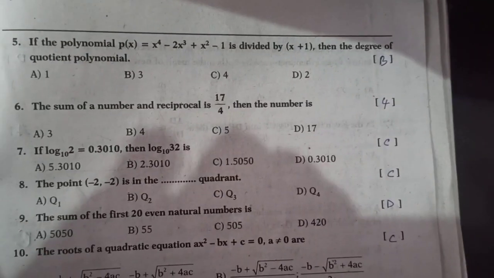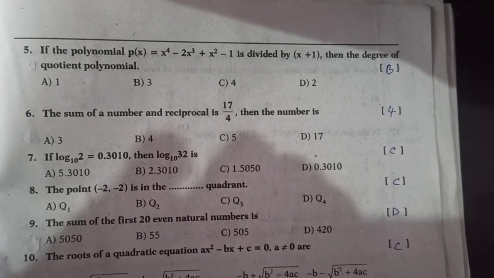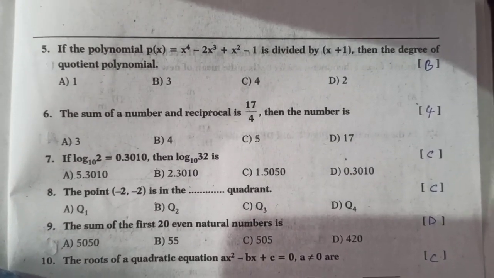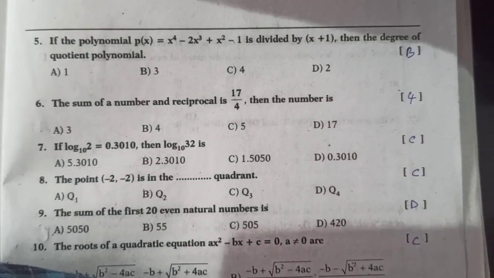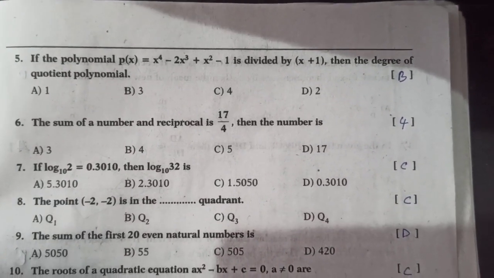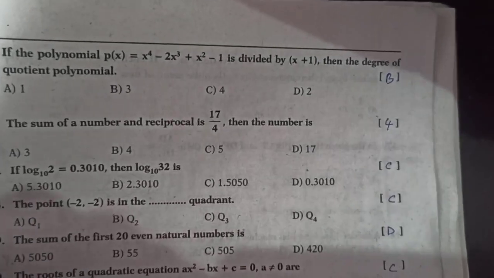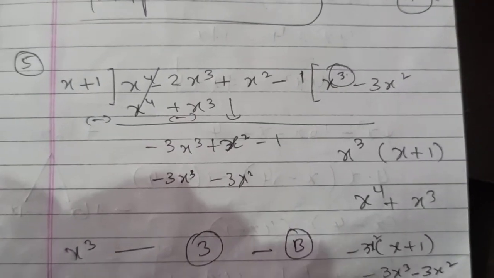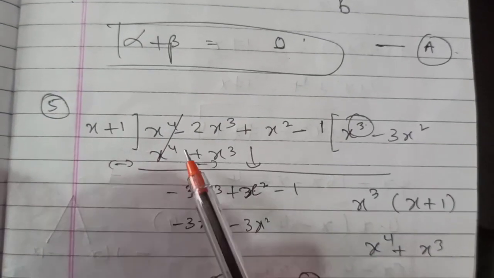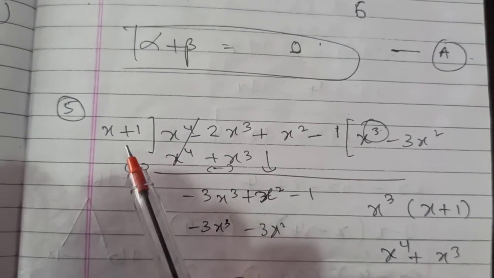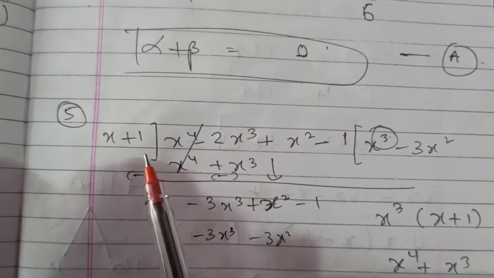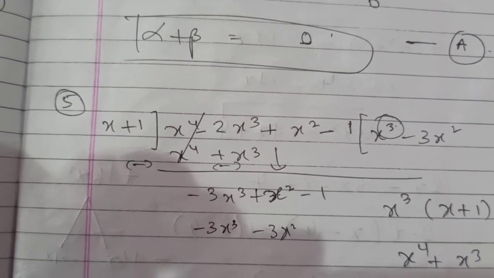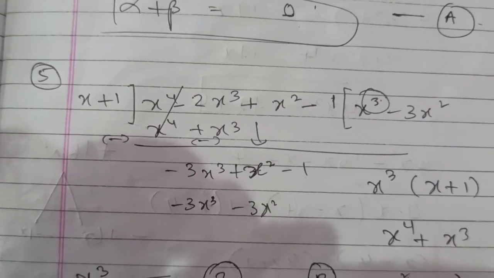Fifth one, if the polynomial p of x equal to x power 4 minus 2x cube plus x square minus 1 is divided by x plus 1, then the degree of quotient polynomial. Acha, we need to find the degree of quotient polynomial. We will write the equation in this dividend form, and this is what? x plus 1, because in the question it is divided by x plus 1, so we have to divide this.